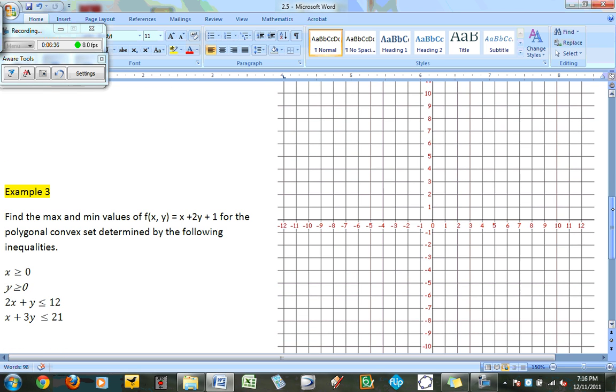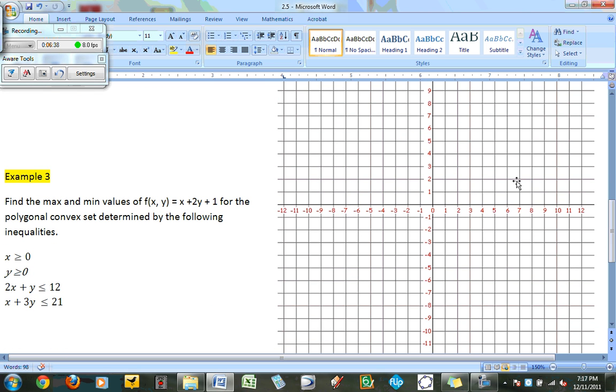All right. So I'll show you an example here. Find the max and minimum values of f(x, y) equals x plus 2y plus 1 for the polygonal convex set. So polygonal means that it's going to make a closed shape, just like up top it made a triangle. All right. And it's set by the following inequalities.